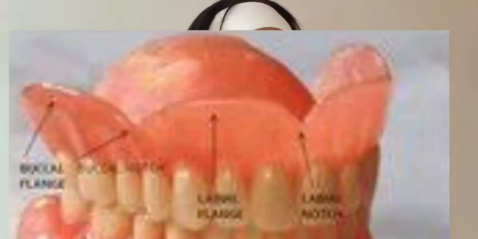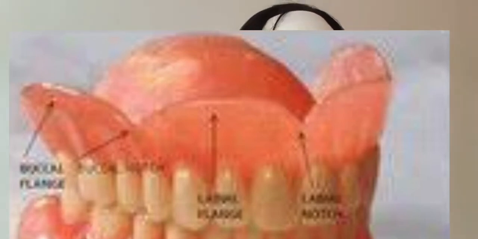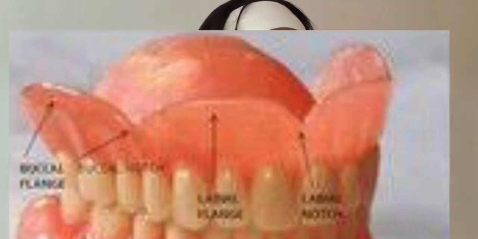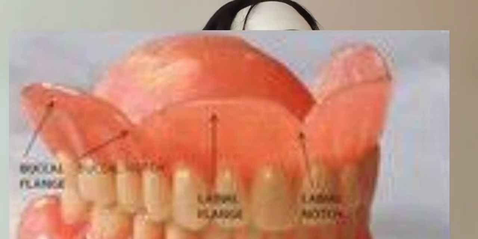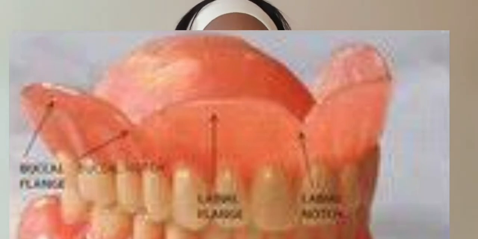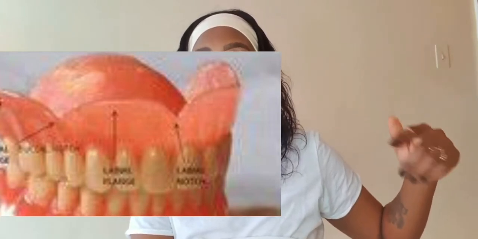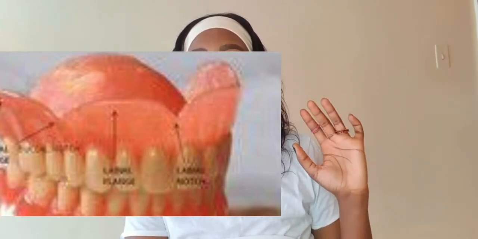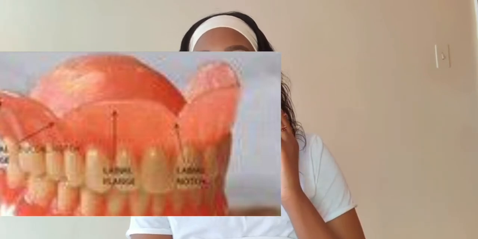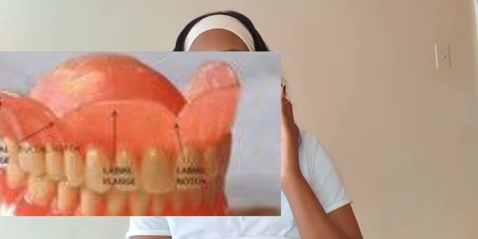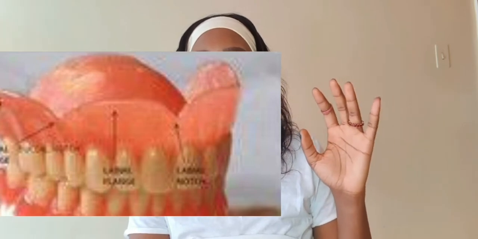And then from there we have the flange. The flange is the part of the base that extends over the attached mucosa from the gingival margin of the teeth to the border of the denture. So basically, with that being said, the flange is the vertical extension of the denture, né? So we try and keep it to the attached gingiva, and it's the part that basically gets into your vestibule, but not so much past the alveolar mucosa, otherwise it will fall off.